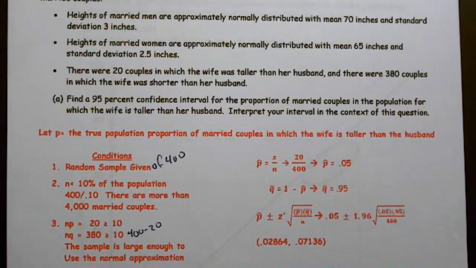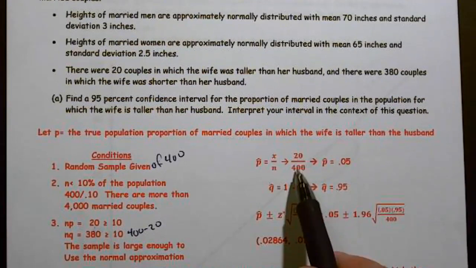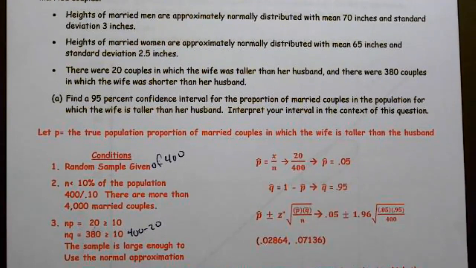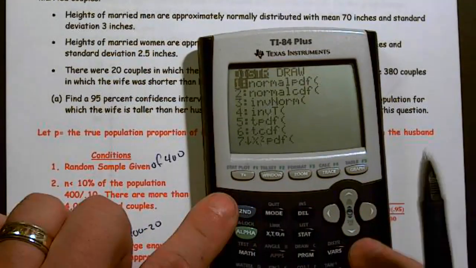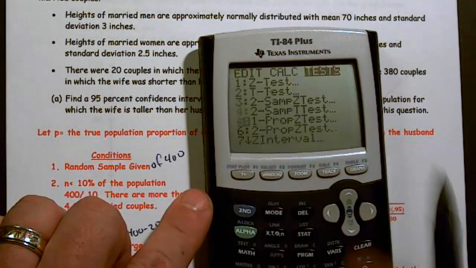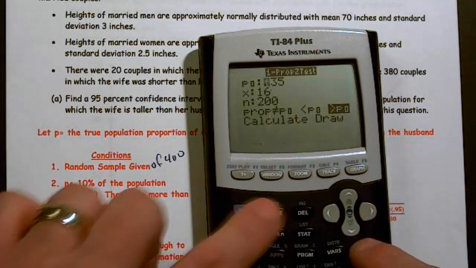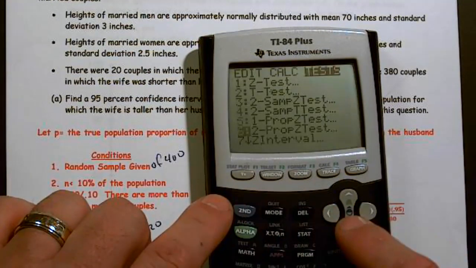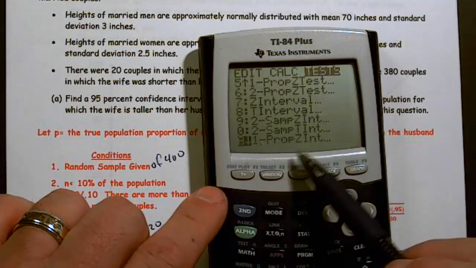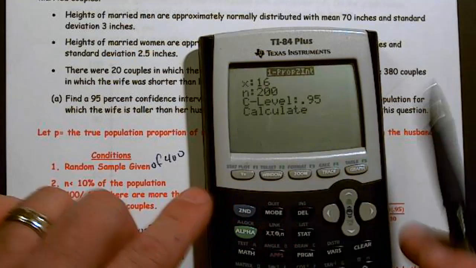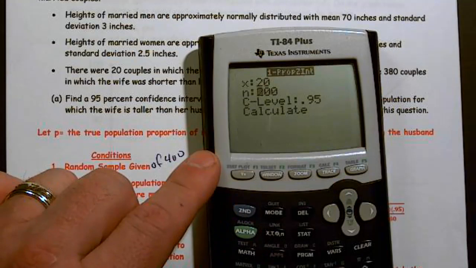So we need to figure out what p hat is. P hat is 20 over 400, which is 0.05. So about 5% of the time, the married woman is taller than her husband. Let's go ahead and run this. Stat, tests, one proportion z-interval, which is letter A. How many times were they taller? 20 out of 400. And we need to calculate a 95% interval.